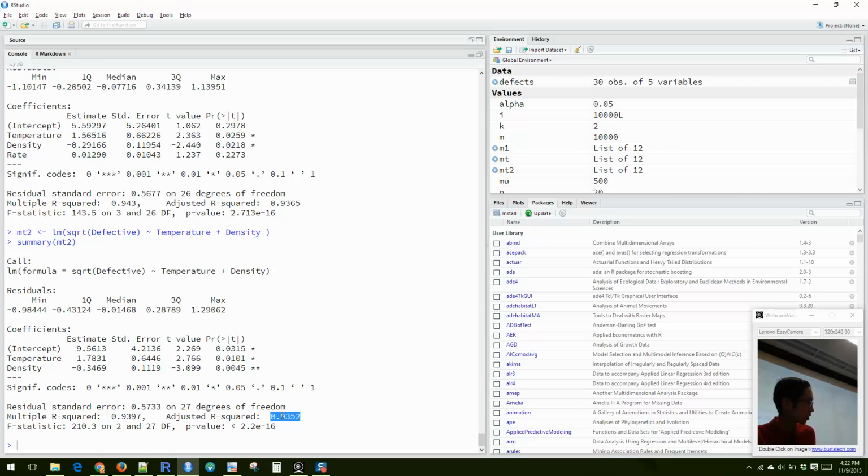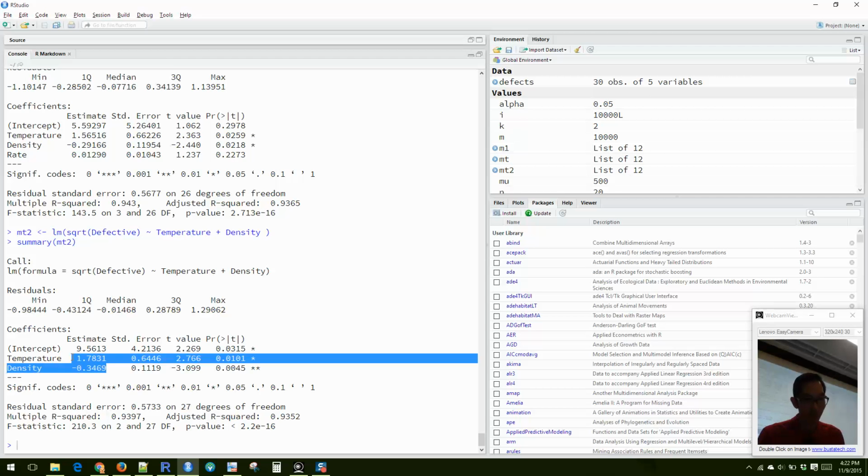We should always try to go for the simplest model that captures the variation that we want to explain. As far as making interpretations from our estimates, it's a little bit harder to explain now that we're dealing with the square root of the defective rate, but it seems that temperature and density do impact the rate of our defective products.